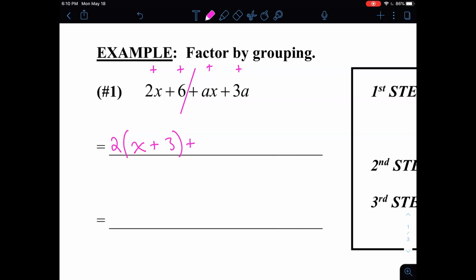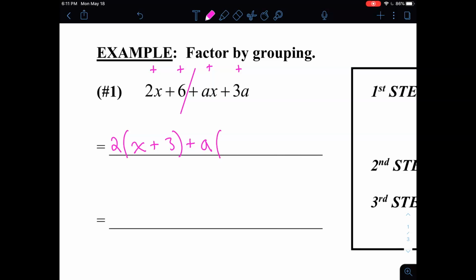All right? Now, what's the biggest number that both ax and 3a have in common? What do ax and 3a have in common? Is there a number we can pull out or no? Is there a variable we can pull out, though? Yeah, we can pull out an a, because this has an a and this has an a over here. All right, so we're going to divide both of these by a now.